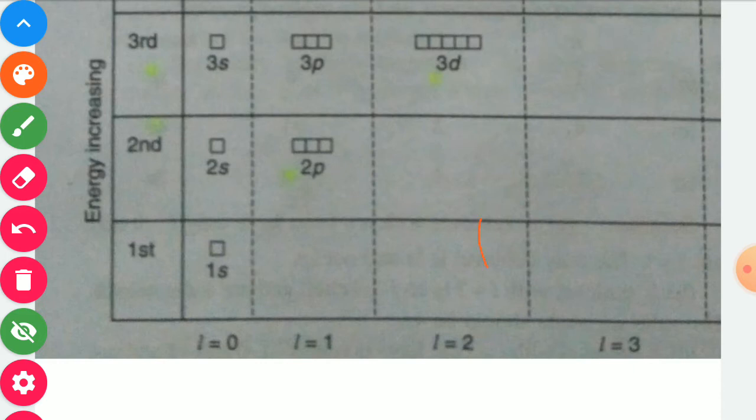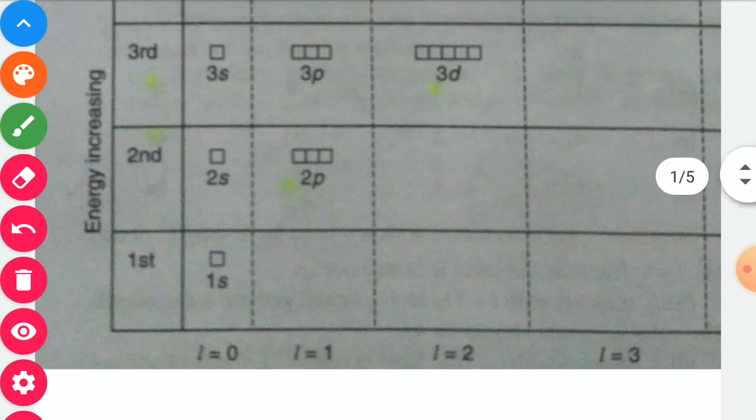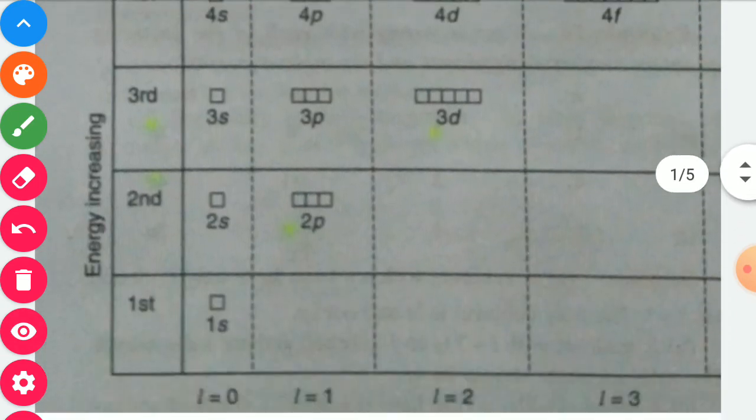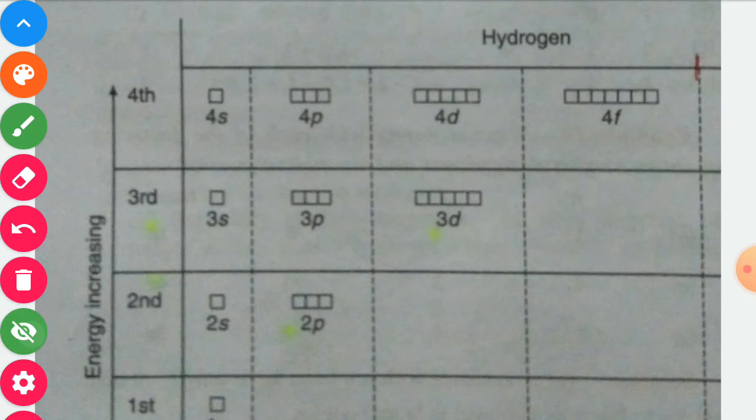Now here in this diagram, different shells are given: first shell, second shell, third shell, fourth shell. In the case of the first shell, only the s subshell is found. This you also know. In the case of the second shell, the s subshell and p subshell both are found. In the case of the third shell, the s subshell, p subshell and d subshell, three are found. In the case of the fourth shell, the s subshell, p subshell, d subshell and f subshell, four are found.